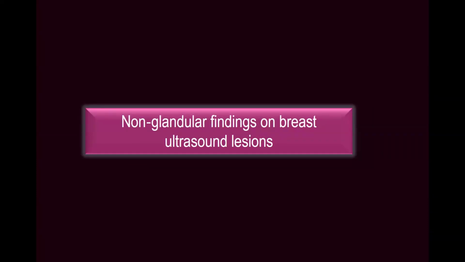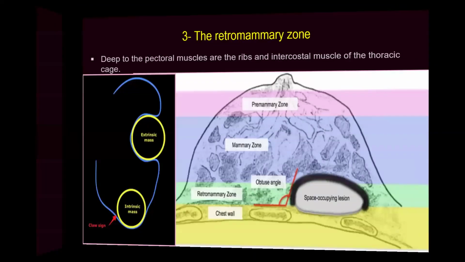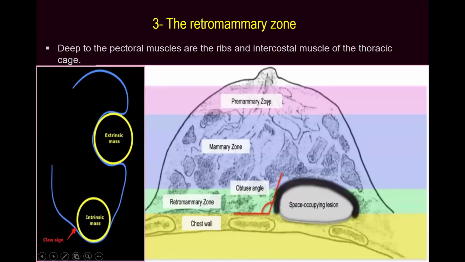As we have non-glandular lesions in the pre-mammary zone, we expect to have non-glandular lesions in the retro-mammary zone. The pre-mammary zone, mammary zone, retro-mammary zone, and then resting on the chest wall. So from the chest wall, we expect to have lesions. And as we have mentioned before, the claw sign: if the lesion arises from the breast, it will demonstrate the claw sign.